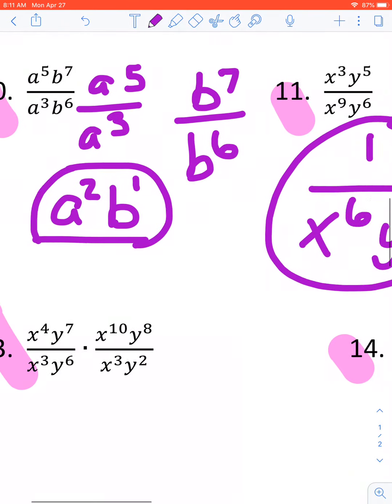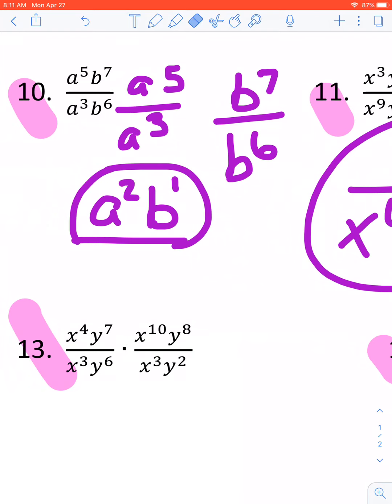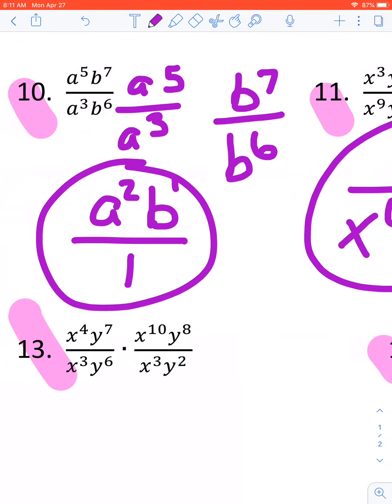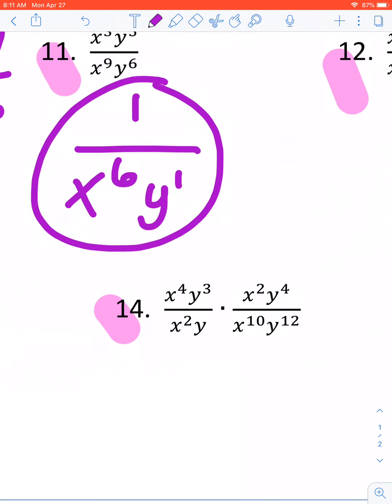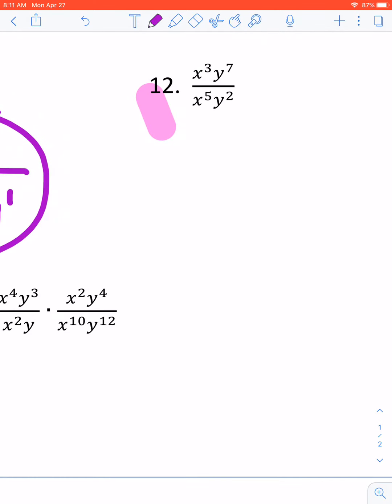Okay? Just on the same thing, I could have on this problem here, back on number 10, I could have put a 1 over this as well. So if you want to kind of stay consistent with it, you absolutely can. If there's nothing there, you put your placeholder as your 1.